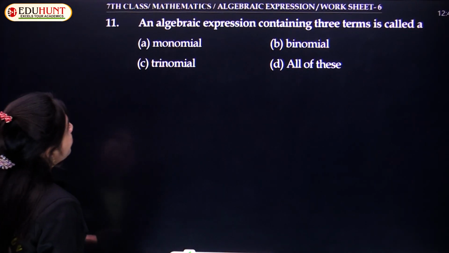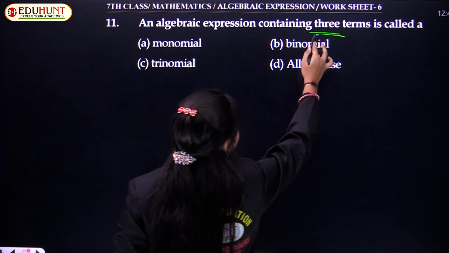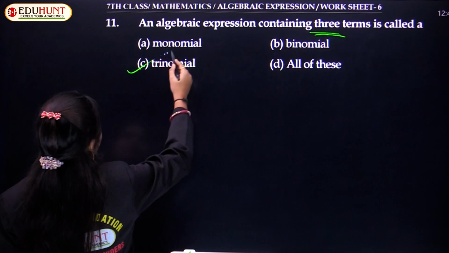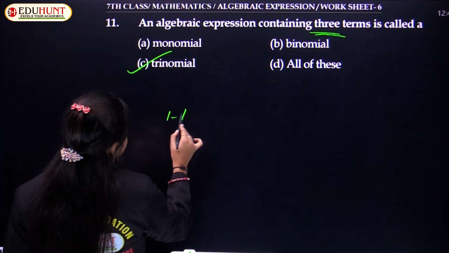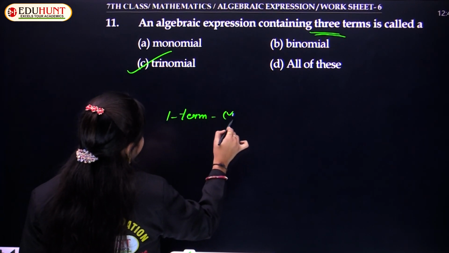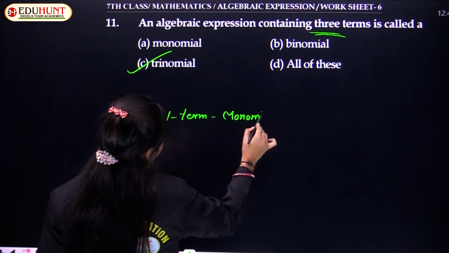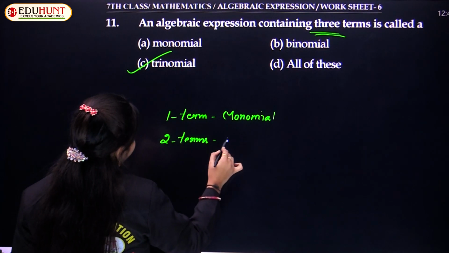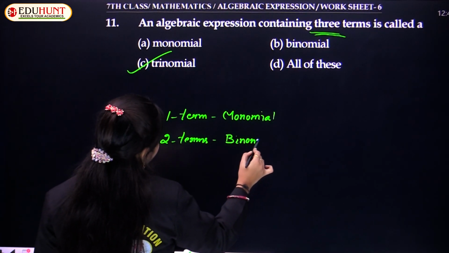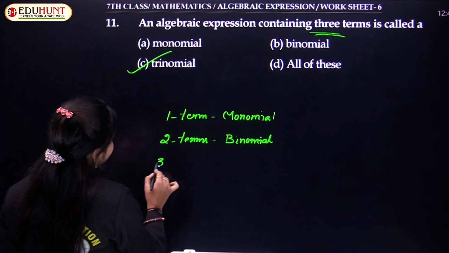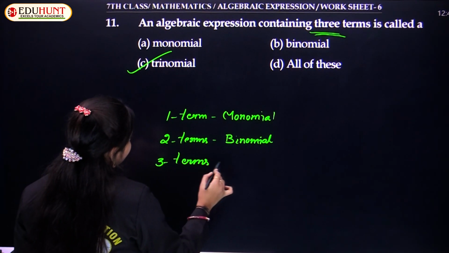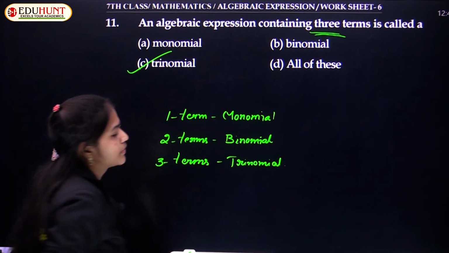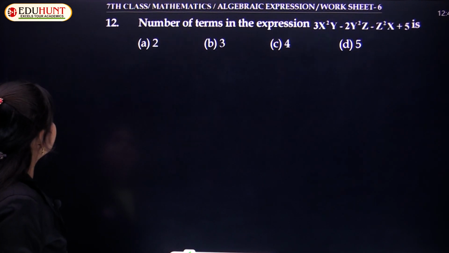Yes. See here, what are they asking? An algebraic expression containing how many terms? 3 terms. 3 terms means that is a trinomial. 1 term means that is a monomial. 2 terms means that is a binomial. And 3 terms means that is a trinomial. So the answer is trinomial.